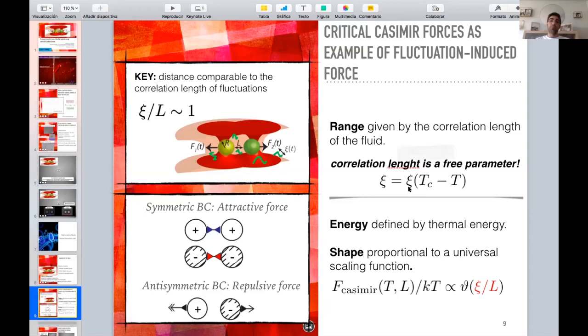So these critical Casimir forces can be attractive when we have symmetric boundary conditions, so both walls have the same affinity for each species, or can be antisymmetric, where each confining wall has a different affinity for each species. Of course, the energy of these forces will be defined by the thermal energy, that is the working energy of the system, and the shape will be proportional to a universal scaling function, as these forces are a consequence of finite size scaling.